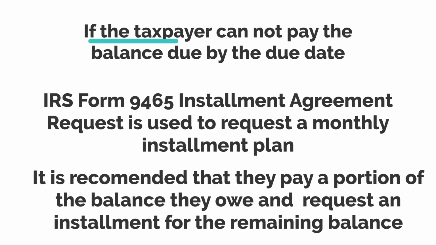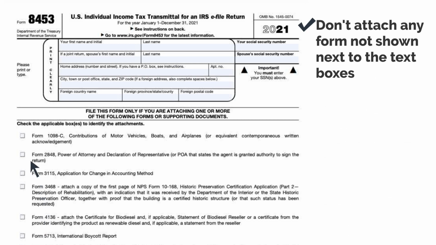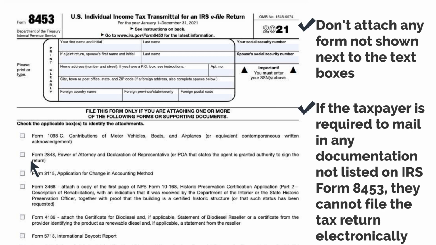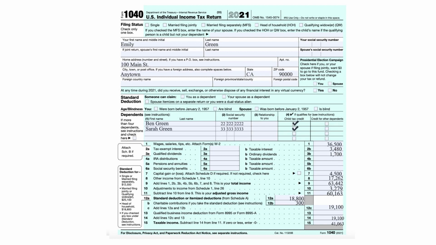When e-filing a tax return, use IRS Form 8453, U.S. Individual Income Tax Transmittal, for an IRS e-file, and send any required paper forms or supporting documentation listed next to the checkbox on IRS Form 8453. Do not attach any form or document that's not shown next to the checkbox. If the taxpayer is required to mail in any documentation not listed on IRS Form 8453, they cannot file the tax return electronically. Well, that wraps up the end of filling out Form 1040.